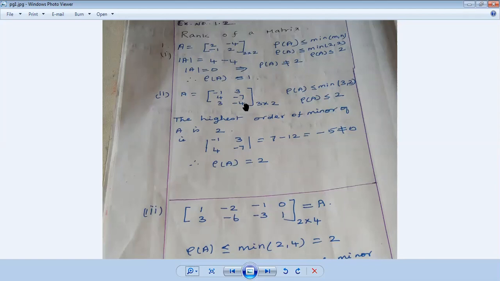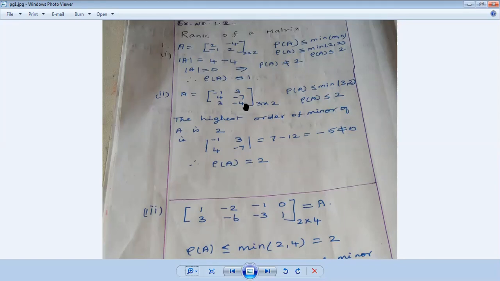That is known as non-zero rows. So the highest order of non-zero rows is known as rank of a matrix. So in a matrix, the number of non-zero rows is known as rank of a matrix. First, now listen. In a matrix, number of non-zero rows.